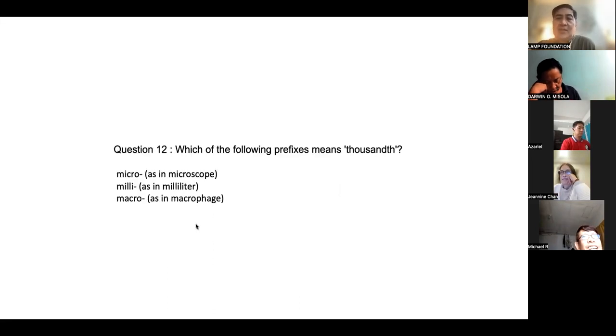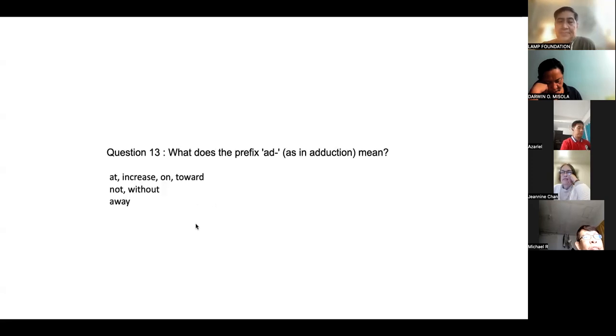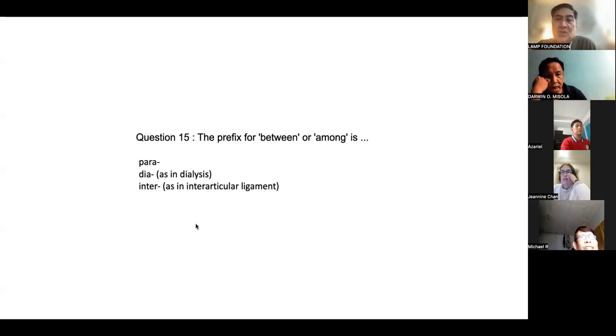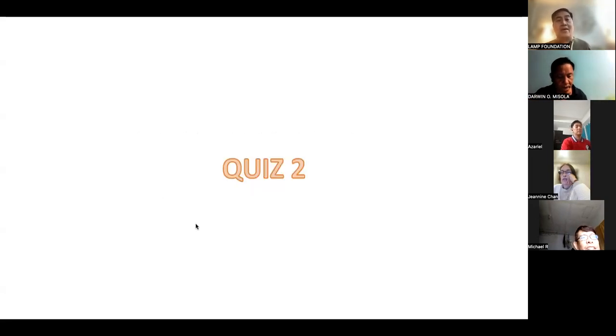Which of the following prefixes means thousands? Milli-, as in milliliter. What does the prefix ad-, as in adduction, mean? Up, increase, or on, toward. The prefix an-, as in analgesia, means? Not or without. The prefix for between or among is? Inter-, as in intervertebral ligaments. Good. What does the prefix aero-, as in aerobic, mean?